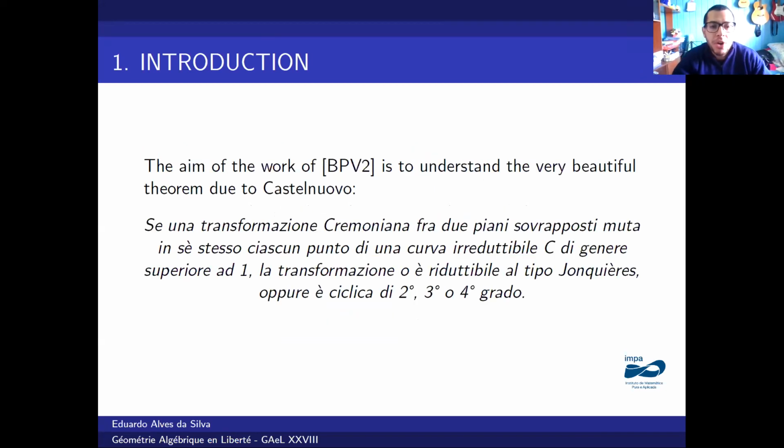The aim of the work of Blanc, Pan, and Vust is to understand this very beautiful theorem due to Castelnuovo. This theorem is in Italian; I put it here in the same way that it was put in the article of these authors. This theorem says that if you have a Cremona transformation which fixes pointwise an irreducible curve C of genus greater than one, then this transformation is reducible to the type de Jonquières, or it is cyclic of degree 2, 3, or 4.